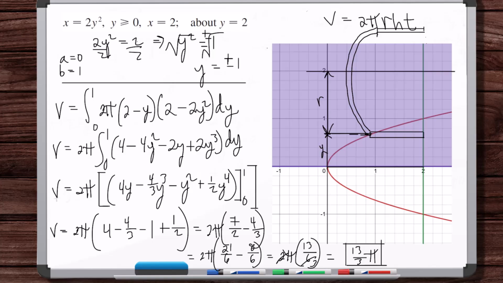Okay, so in the next video, we're going to work a problem. We're going to find the volume of solids of revolution, and we're going to analyze the problem and decide if we're going to use the disc washer method or the cylindrical shell method.